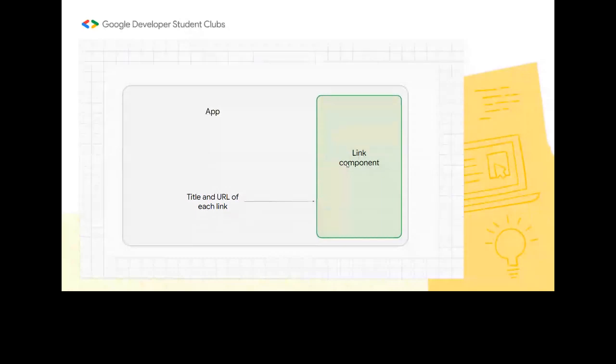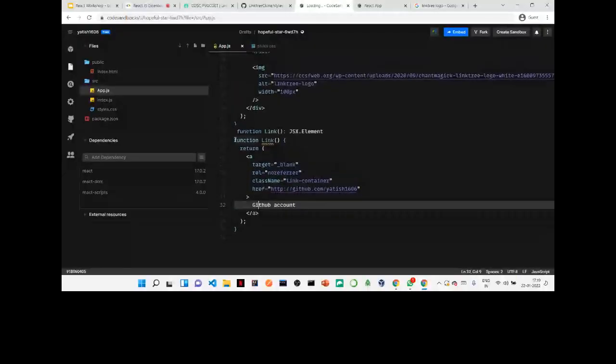This might be a little confusing to understand, so let's just go back here in the code. Yep, here. So here you can see this is our child component, right? The green box that we were talking about. This is the Link component.